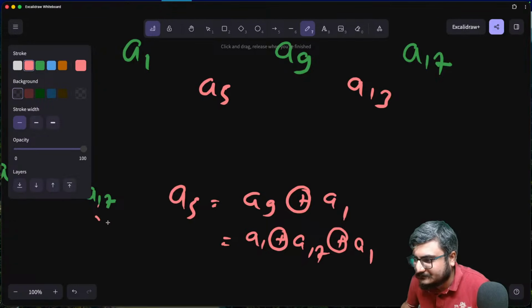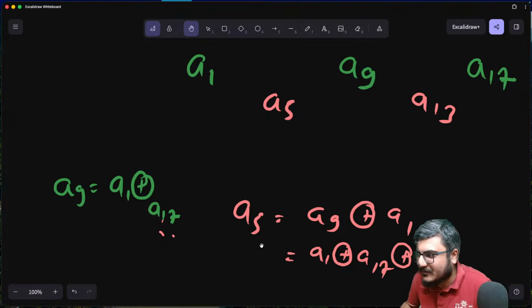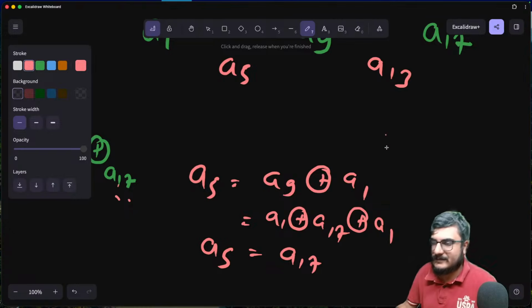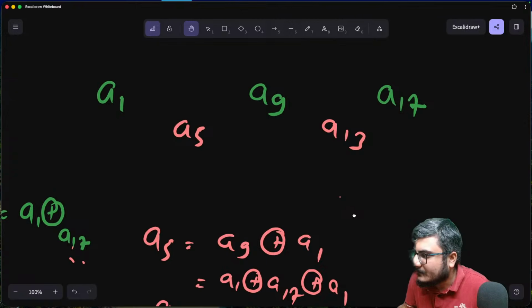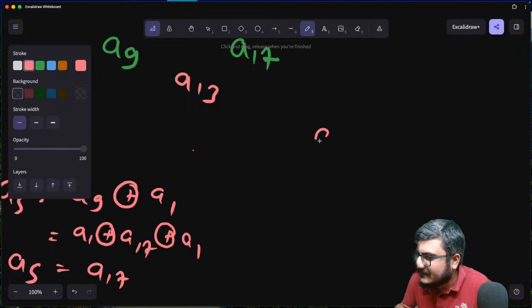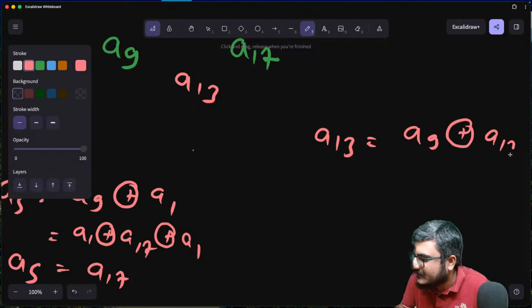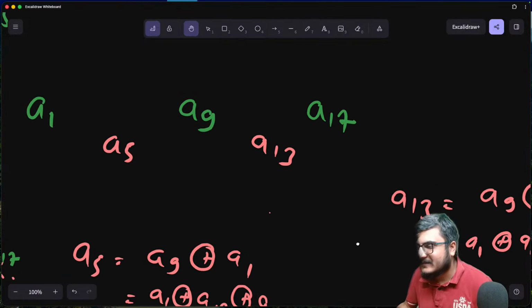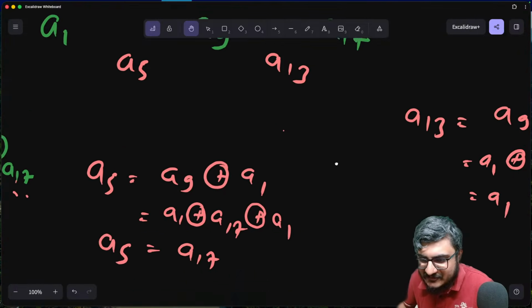If I put A9 from here to here, then this will actually become A17. Similarly, my A13 will be A9 XOR A17. A9 is XOR of A1 XOR A17, so XOR A17 again, this becomes A1. So, actually a pretty neat observation.